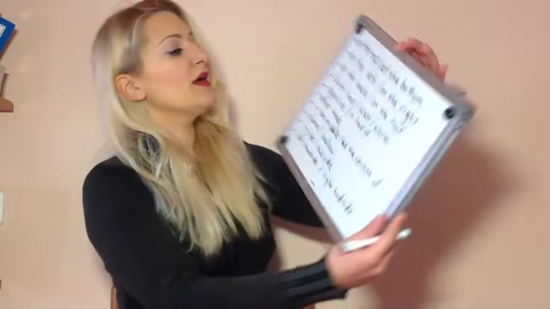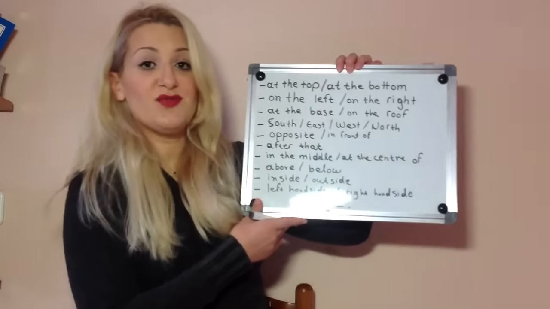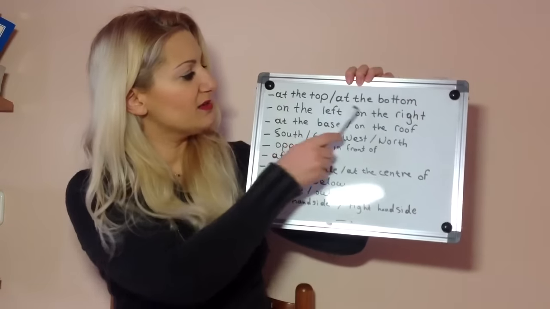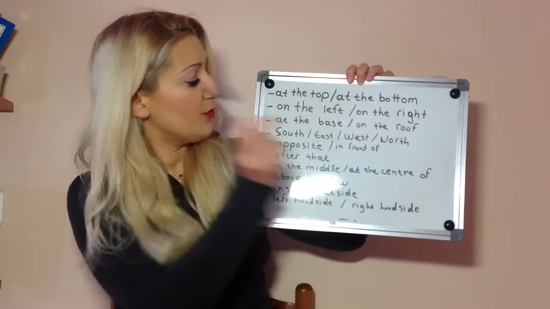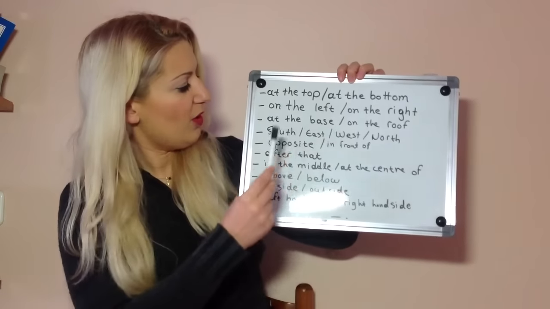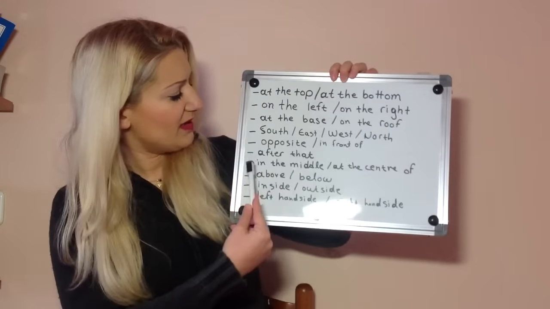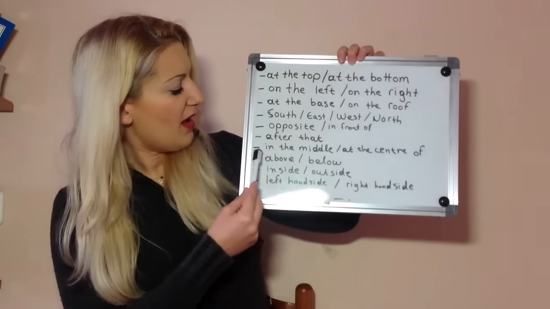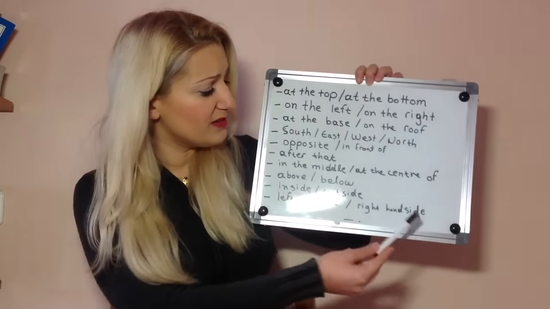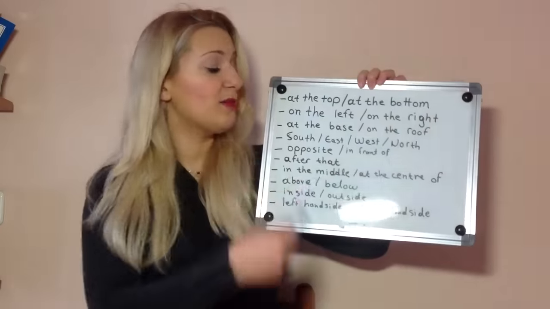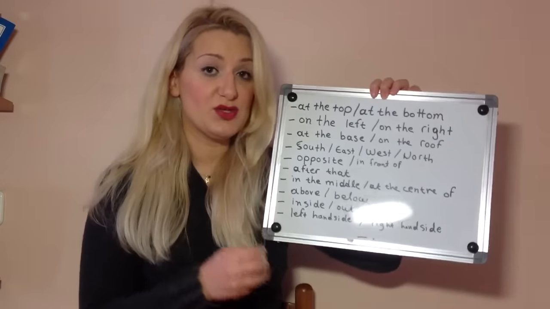First of all, you have to be very familiar with the vocabulary used in order to describe where things are located. For example, this vocabulary is very useful: at the top, at the bottom, on the left, on the right, at the base, on the roof, south, east, west, north, opposite or in front of, after that, in the middle, at the center of, above, below, inside or outside, left hand side, right hand side, etc. This vocabulary here is really useful.